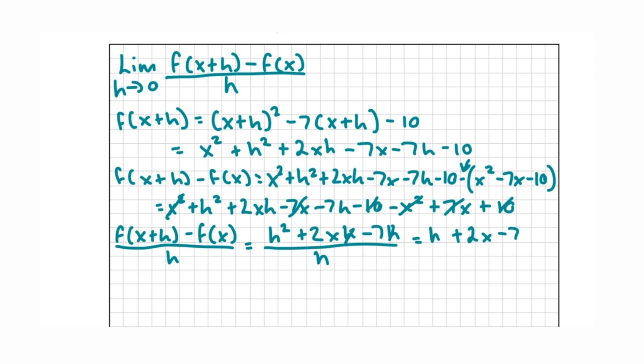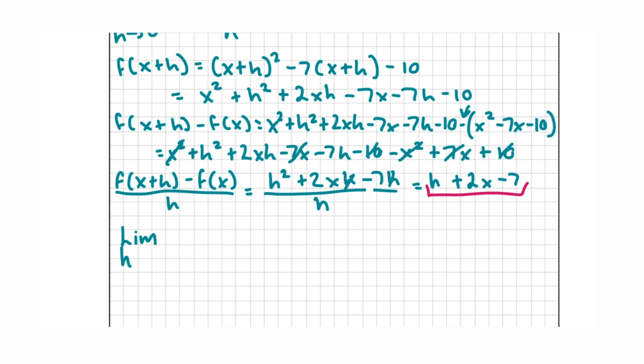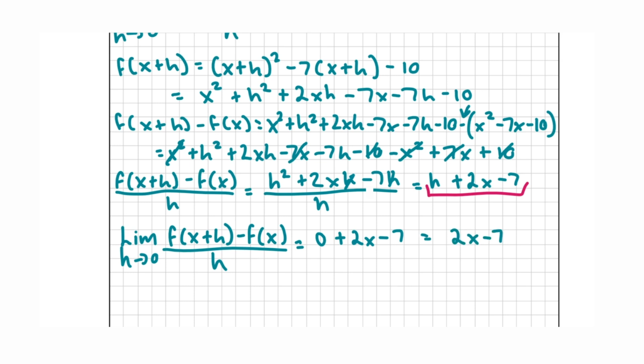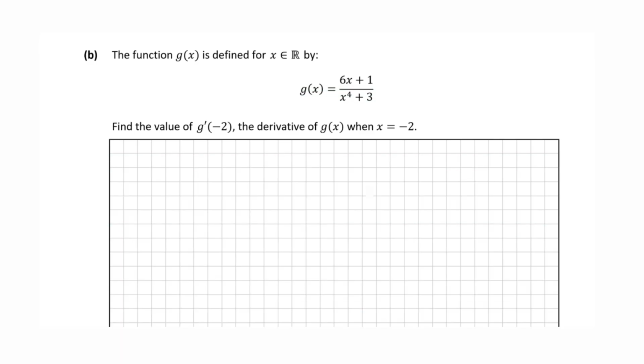So now the last thing to do is we need to apply the limit to this part here. So applying the limit basically means anywhere we have an h, we're going to replace it with 0, so that'll be 0 plus 2x minus 7, which will leave us with 2x minus 7. So this is your answer to the first part of the question, and to get that answer you get a total of 10 marks.